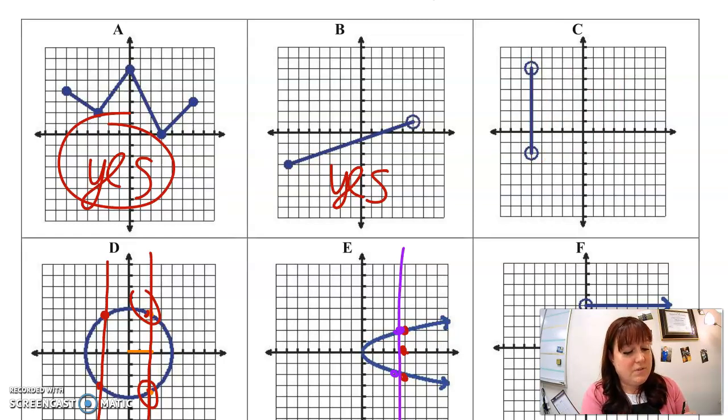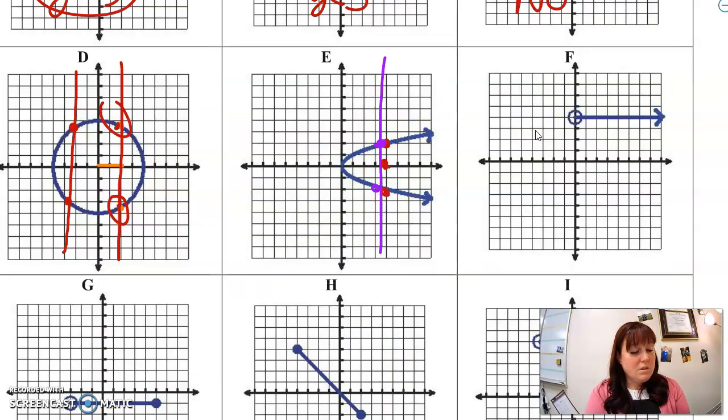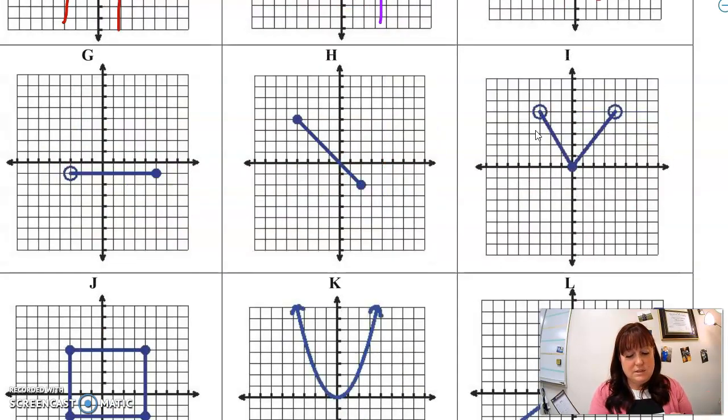Okay, this one is not a function, because if I put in -5, I could get out any one of these numbers. If I put -5 into my toaster, I could get out tons of different numbers. And so that makes it not a function. F would be a function, right? Because it passes the vertical line test.